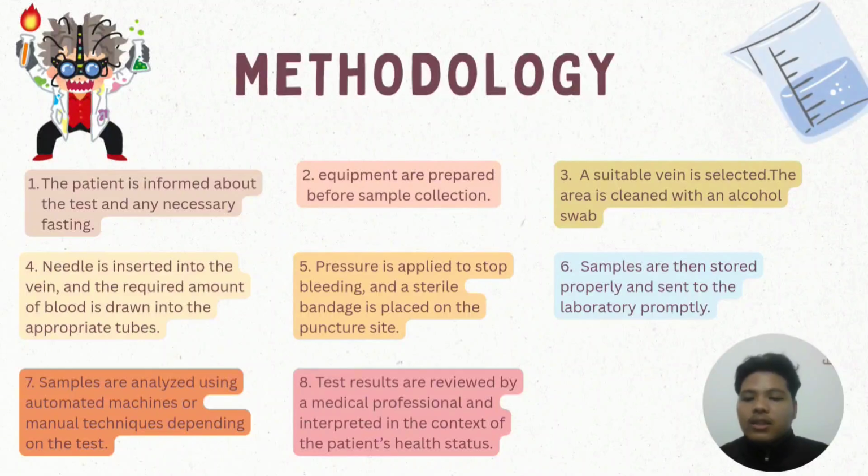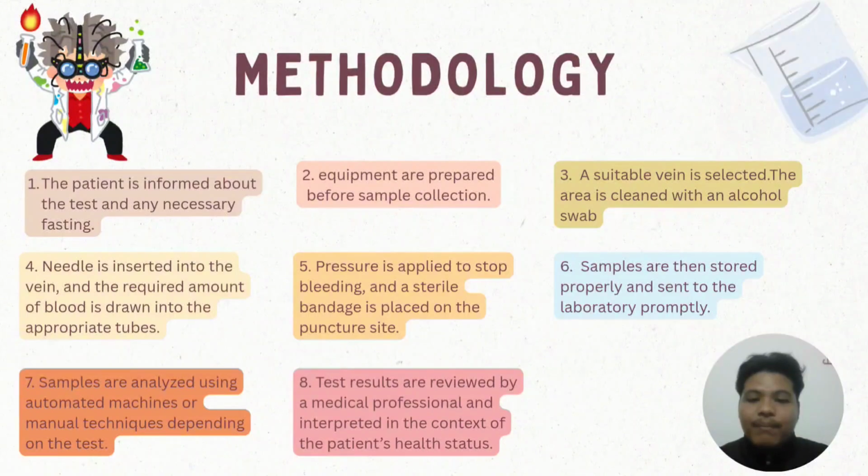Fourth, a tourniquet is applied to make the vein more visible. Using sterile technique, a needle is inserted into the vein and the required amount of blood is drawn into the appropriate tube. After the needle is removed, pressure is applied to stop bleeding, and a sterile bandage is placed on the puncture site. Each tube is labeled with the patient's name, ID number, date, and time of collection. Samples are then stored properly and sent to the laboratory promptly.